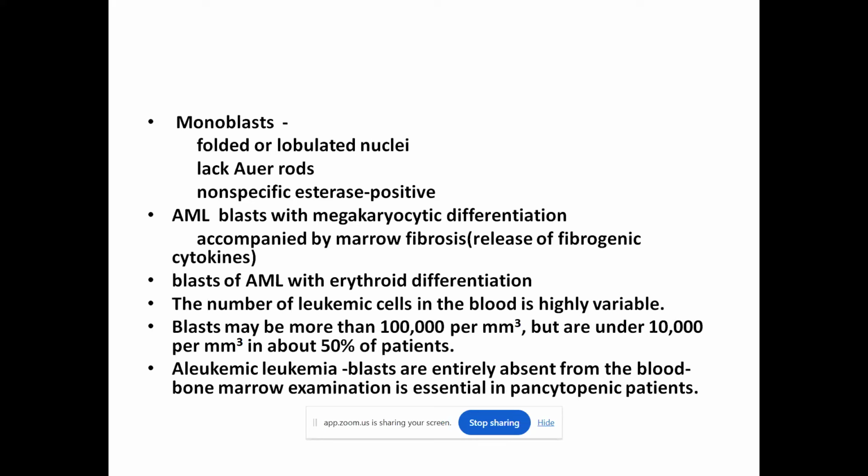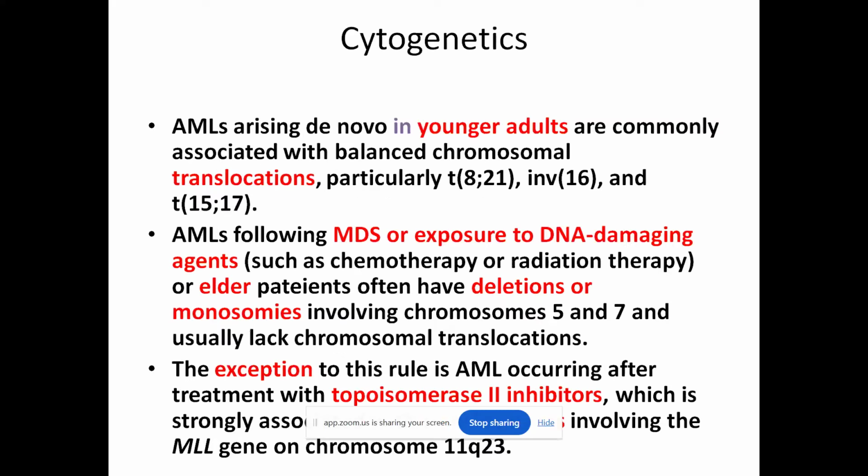So the number of leukemic cells can be more than 1 lakh, or it can be very less also. What is aleukemic leukemia? If the blasts are not seen in the peripheral blood, that is called aleukemic leukemia.